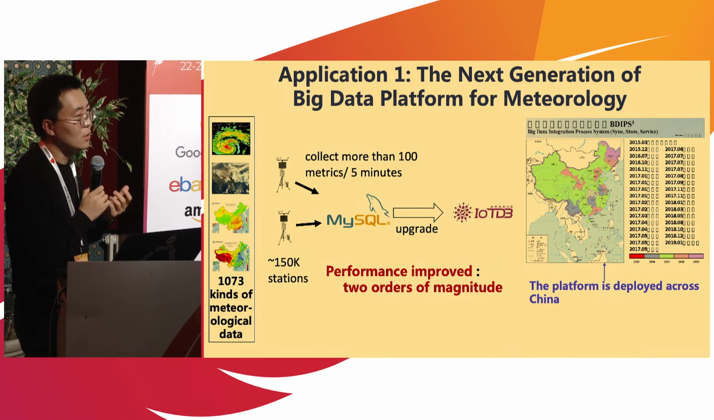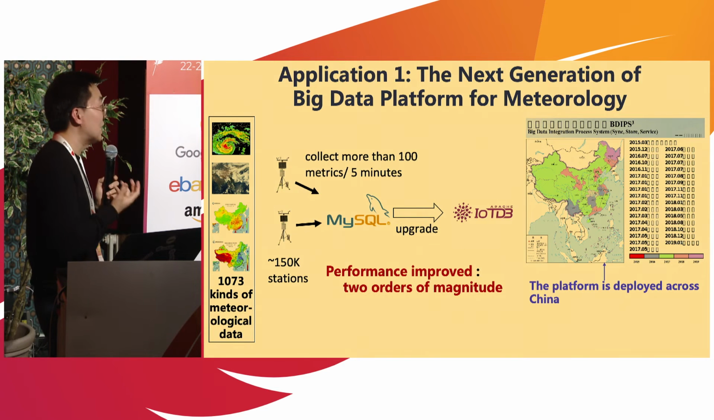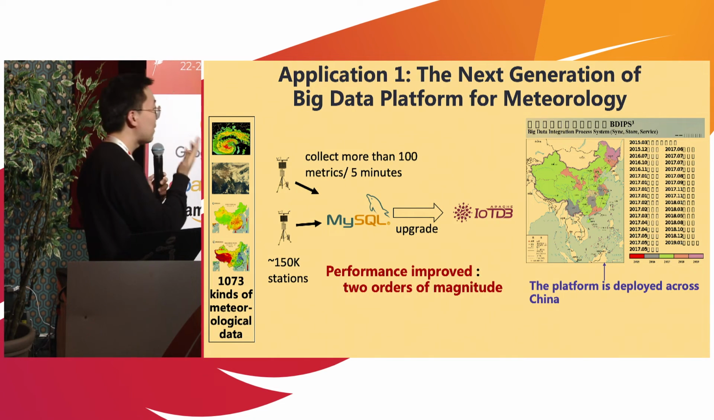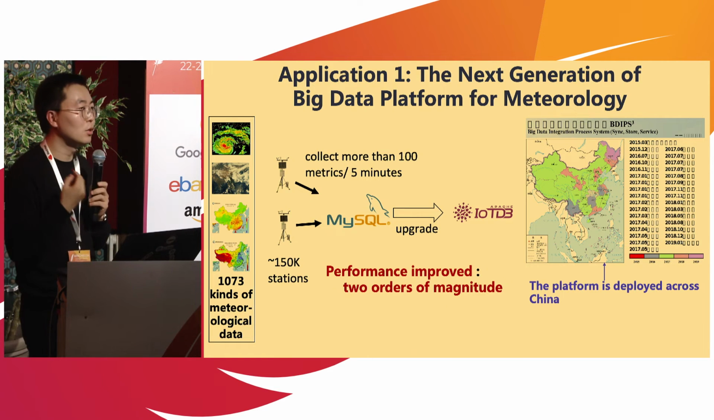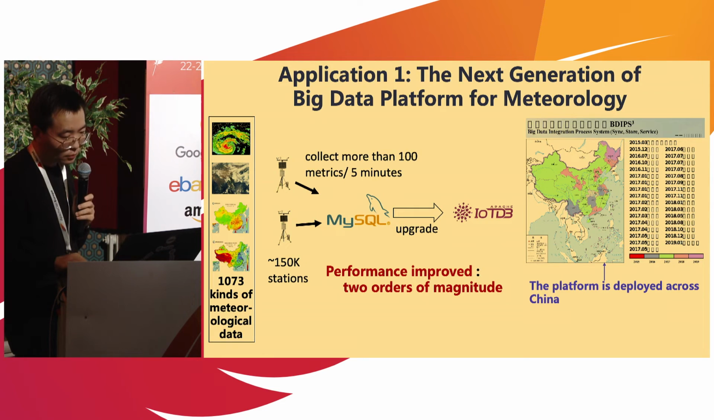There are about 150 meteorological stations, and every 5 minutes, they report data to the data center.